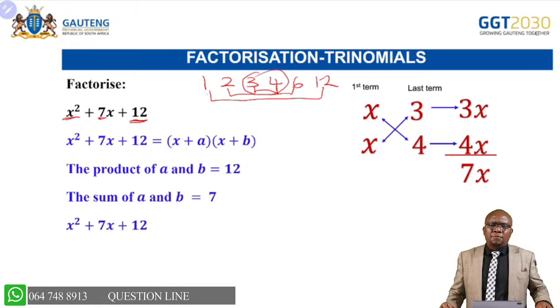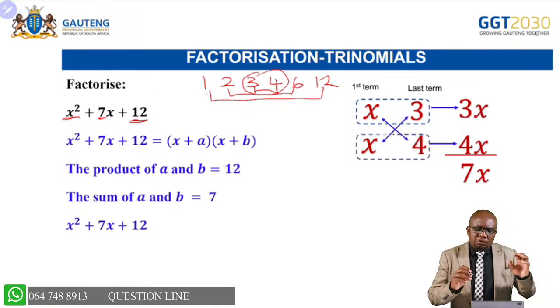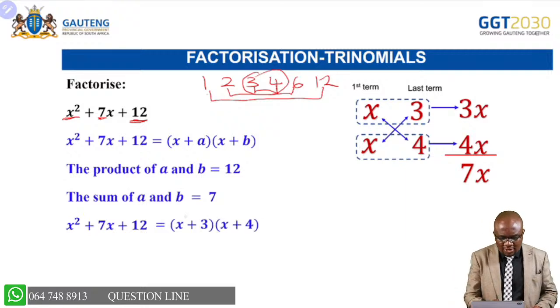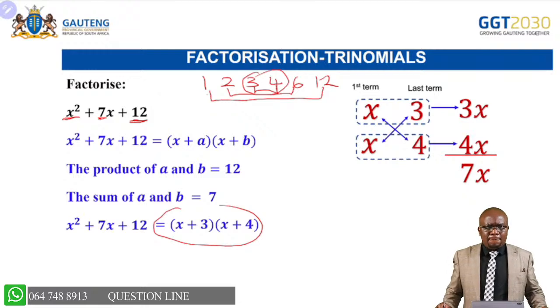3 times 4 is 12. And then 3 plus 4 is 7. 3x plus 4x is 7x. So these are our factors. x plus 3, just read them like that, and then x plus 4. You just put those things inside the brackets, and then you write them like this. Done. This is your answer: x plus 3, x plus 4.